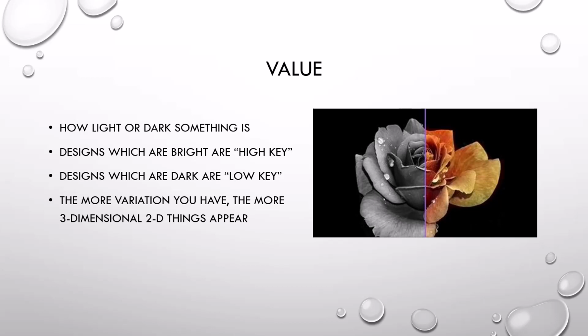Value is how light or dark something is. Designs that are bright are called high key. Designs that are mostly dark are called low key. The more variation that you have as far as lights and darks, the more three-dimensional your 2D design is going to appear.